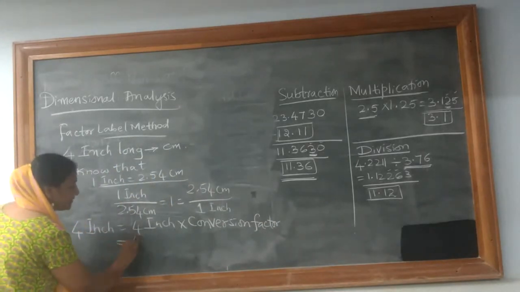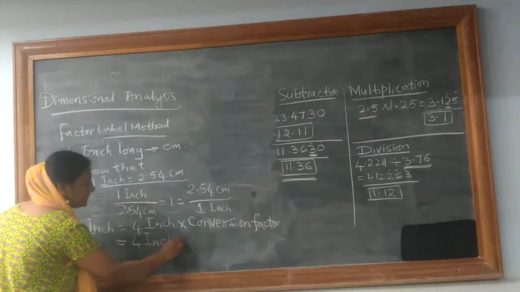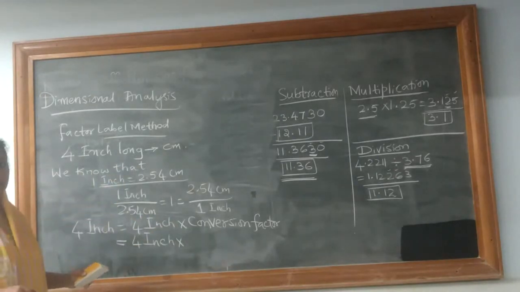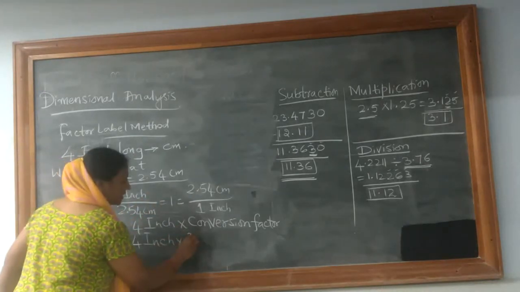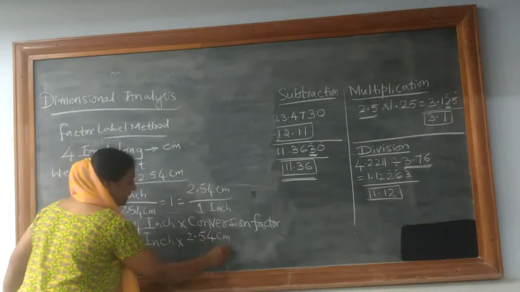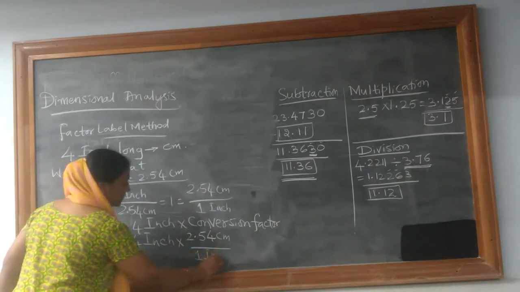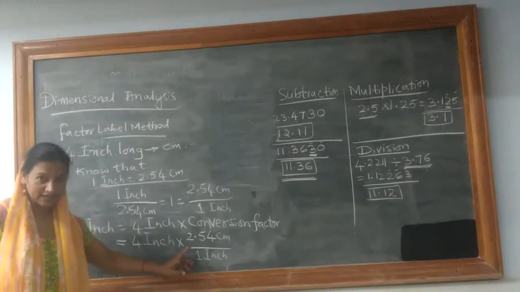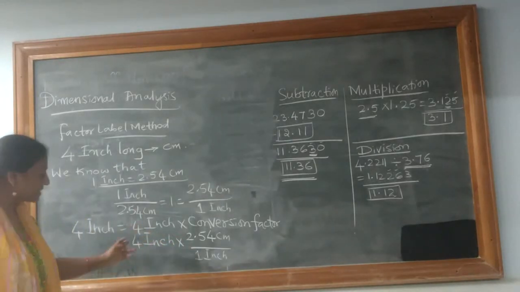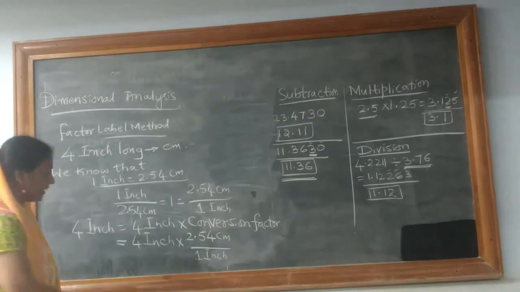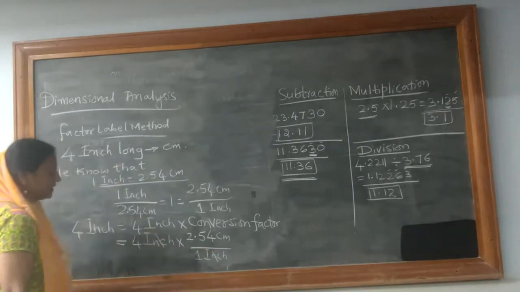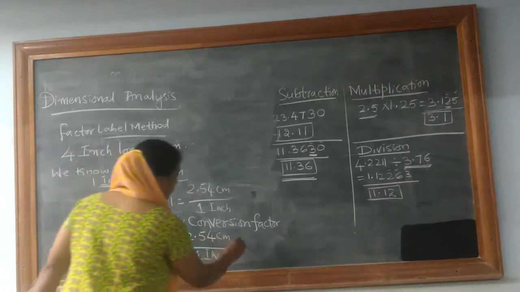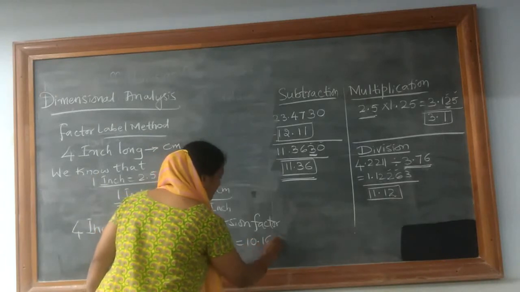So which is the conversion factor to be used according to the definition? The unit which we want should be in the numerator, right? So we want it in terms of centimeter, 2.54 centimeter divided by 1 inch. Remember, units can also be cancelled, divided, multiplied, just like the other numerical part. Here inch and inch get cancelled. 4 into 2.54 will be 10.16 centimeter.